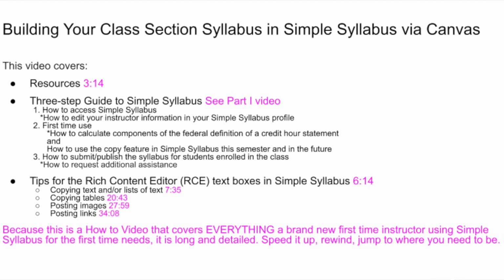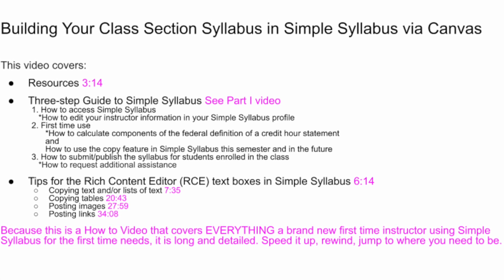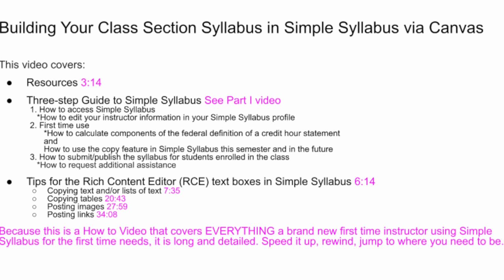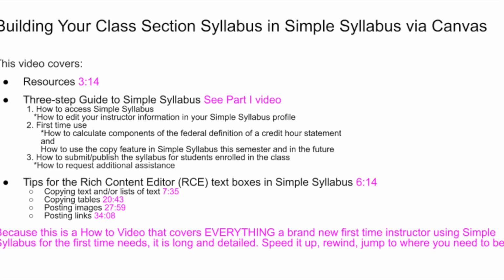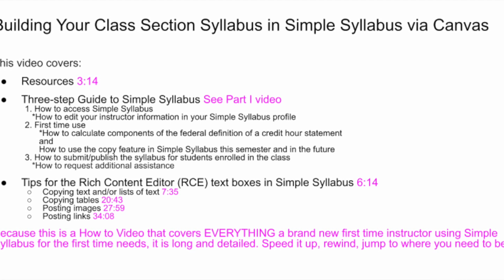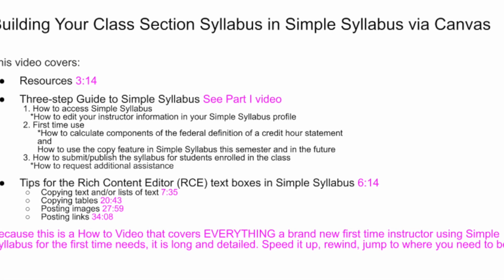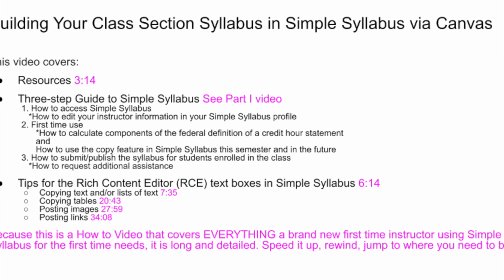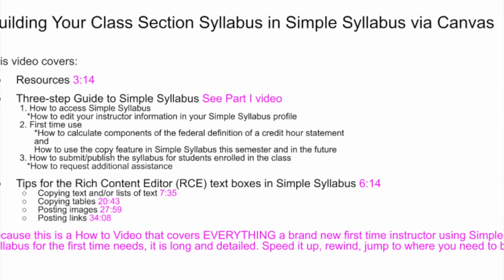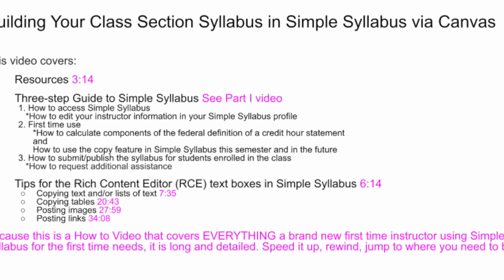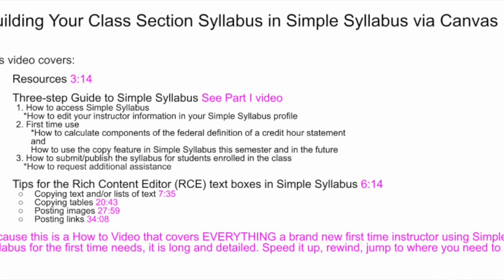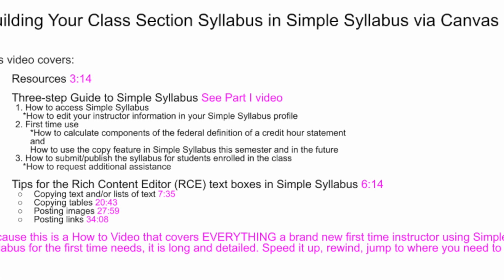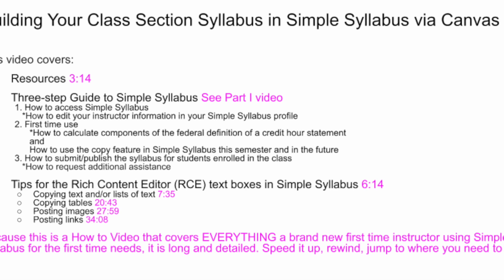The second part of the video is going to get into some of the nuts and bolts about how to actually edit or add information into the rich content editor text boxes in Simple Syllabus. In that part of the video, we're going to cover some details about copying text or list of text from some other source document, copying or just creating tables in the text box, how to post images, and how to post links. I'll be showing you some examples of how I do this in my own classes.